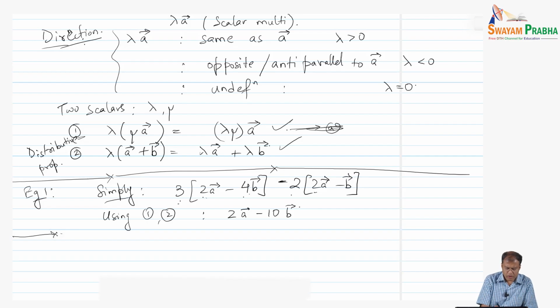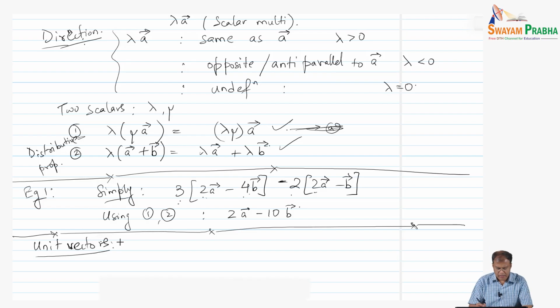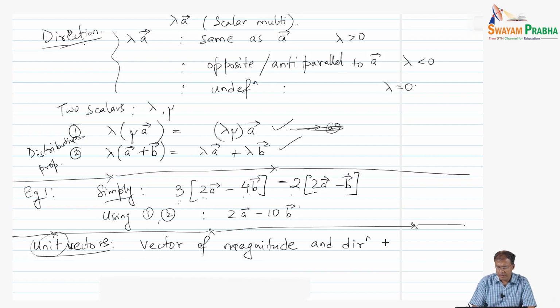So again, another concept which is very important in vector calculus is the concept of unit vectors. Okay. So what is a unit vector? A unit vector is a vector of magnitude 1, and hence the name unit vectors, and the direction of the vector being that of the original vector.